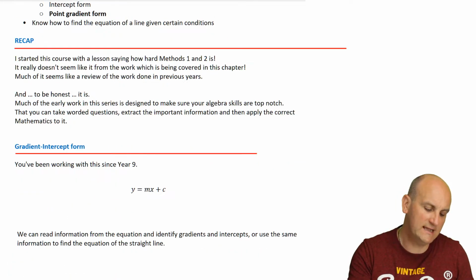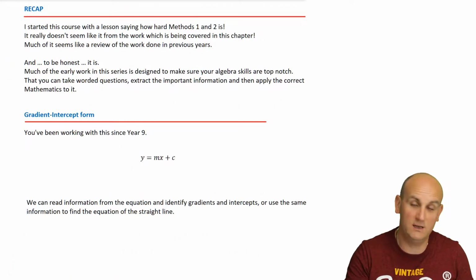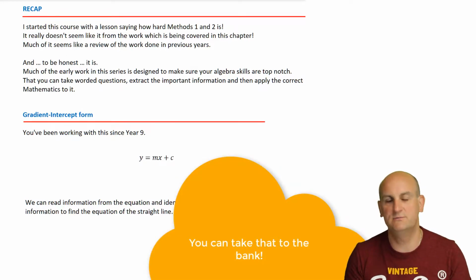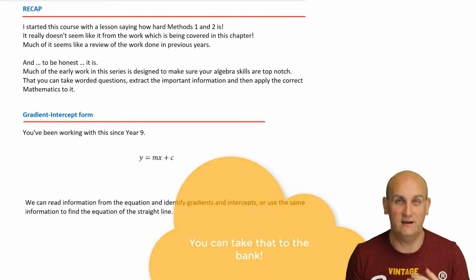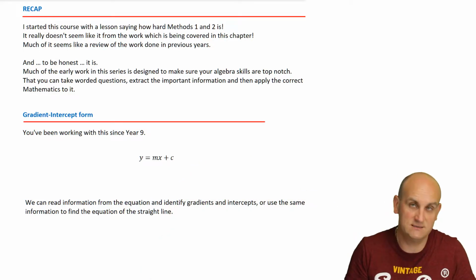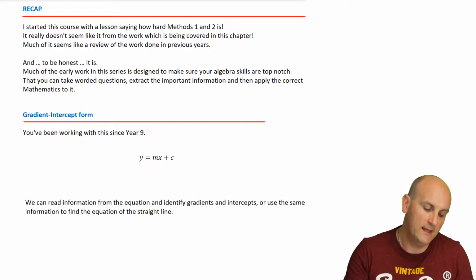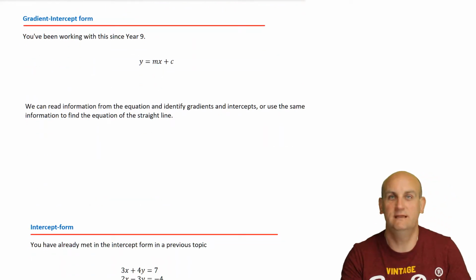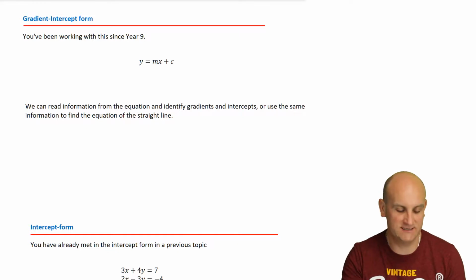Now, I keep saying that Methods 1 and 2 is really hard, and I promise you it does get harder, or it gets more algebra intensive. But I also keep saying if your algebra skills are good, then you'll be able to cope with this. So let's get this done and dusted. It does get harder, and it gets a lot more exciting and enjoyable as well.